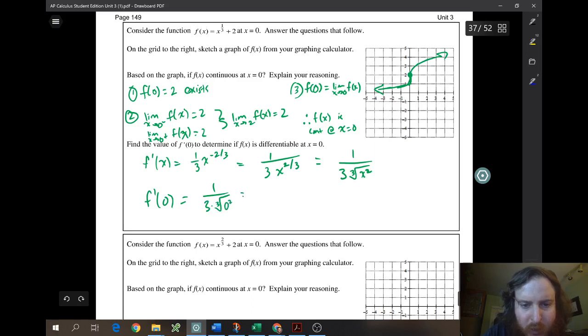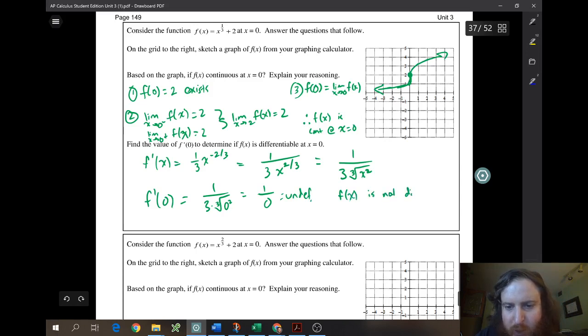Well, 0 squared is 0, cube root is 0, 3 times 0 is 0. So we get undefined again. So this is going to be the same reasoning as the last time. f of x is not differentiable at x equals 0 because f prime of 0 does not exist.